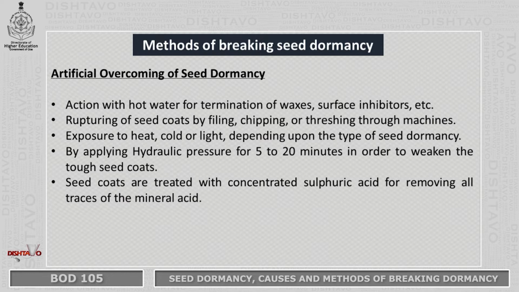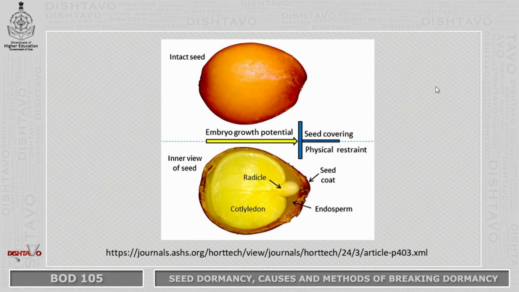Now, this is an image which shows a seed which has a hard seed coat. The seed covering provides physical restraint against radicle protrusion. The seeds remain dormant as long as the physical restraint exceeds the pushing force of the radicle, which is related to the embryo's growth potential. Because of the presence of an intact seed coat, the radicle is not allowed to come out from the seed coat, and this brings about dormancy in the seeds.